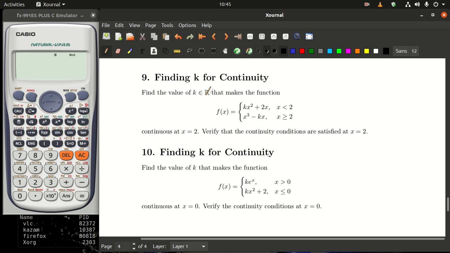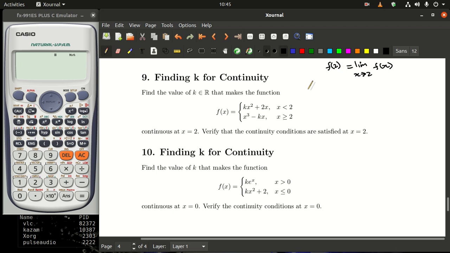Find the values of k, where k is a real number, that make this function continuous at x equal to 2. What do we really need for the function to actually be continuous? The first thing is that I want my f of 2 to be equal to the limit as x approaches 2 of f of x. That's what I want. This is the condition that is so powerful. This must exist and this one must exist and they must be equal. That's what we want. What is f of 2?